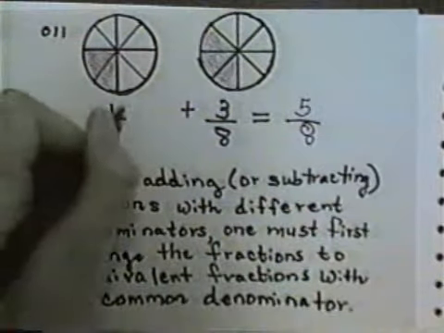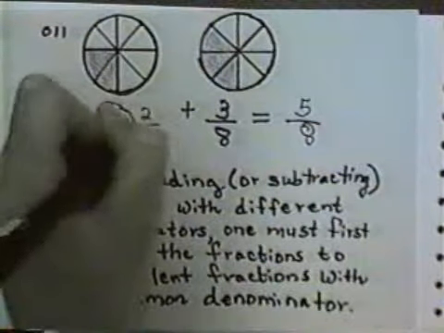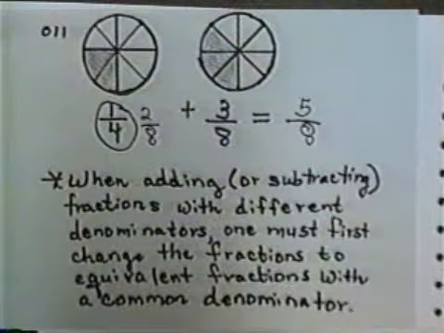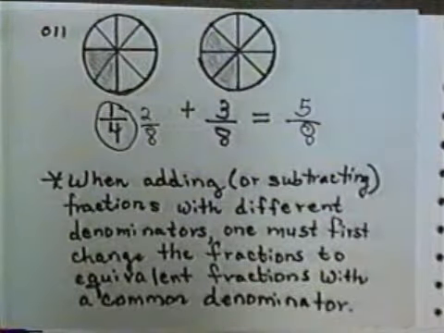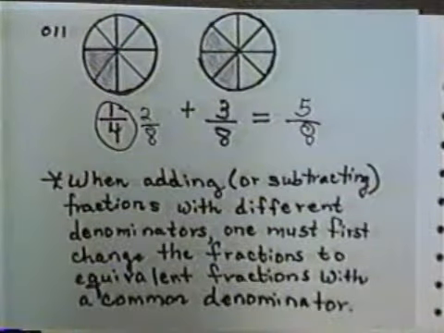In other words, what I just did in my picture was change that 1/4 into 2/8 up here in my picture. Then I could add my 2/8 and my 3/8 and get the 5/8. And then, if you needed to at that point, you would then reduce.